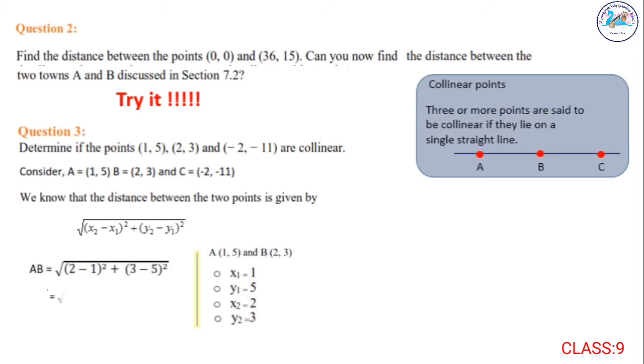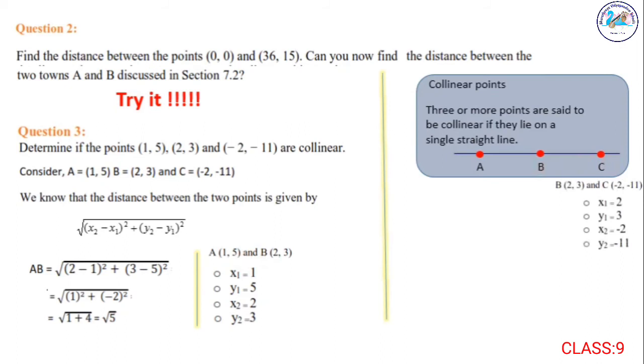Then we substitute: AB is equal to the square root of (x2 minus x1) the whole square plus (y2 minus y1) the whole square. x2 is 2, x1 is 1, so (2 minus 1) squared, plus (3 minus 5) squared. Calculation part: 2 minus 1 is 1, 3 minus 5 is minus 2, so 1 squared plus (-2) squared. 1 squared is 1, (-2) squared is 4. So 1 plus 4 is 5, that is root 5. So AB is over. Now we go for the BC calculation.